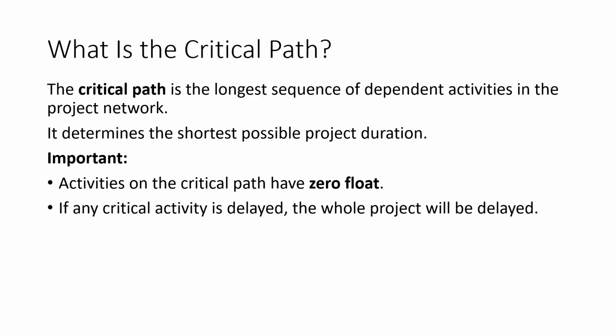Activities on the critical path have zero float. This means they have no extra time. If any activity on the critical path is delayed, the whole project will be delayed. For example, if the critical activity final event setup is delayed by 1 day, the event may also be delayed by 1 day. That is why critical path activities must be monitored closely.